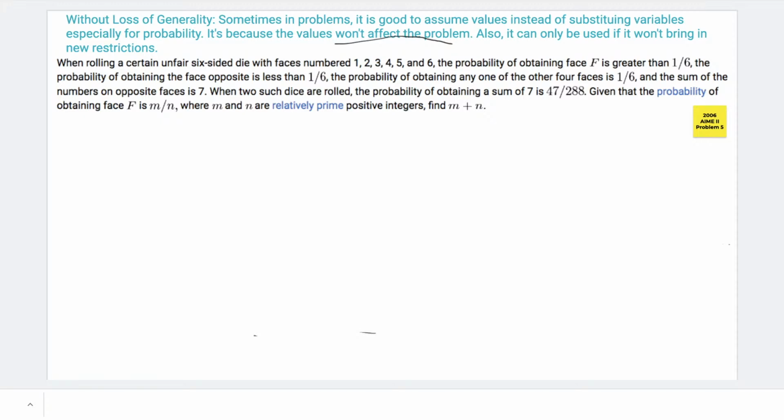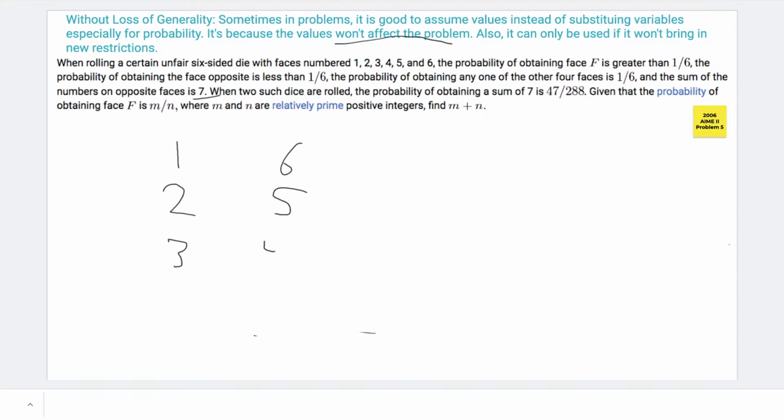When rolling a certain unfair six-sided die with faces numbered 1, 2, 3, 4, 5, and 6, the probability of obtaining face F is greater than 1 over 6, and the probability of obtaining the face opposite is less than 1 over 6, and the probability of obtaining any one of the other four faces is 1 over 6, and the sum of the numbers of opposite faces is 7. Now this tells us that if one face is 1, then the opposite to that is 6. Then if this one is 2, then the opposite is 5. If this one is 3, then the opposite is 4.